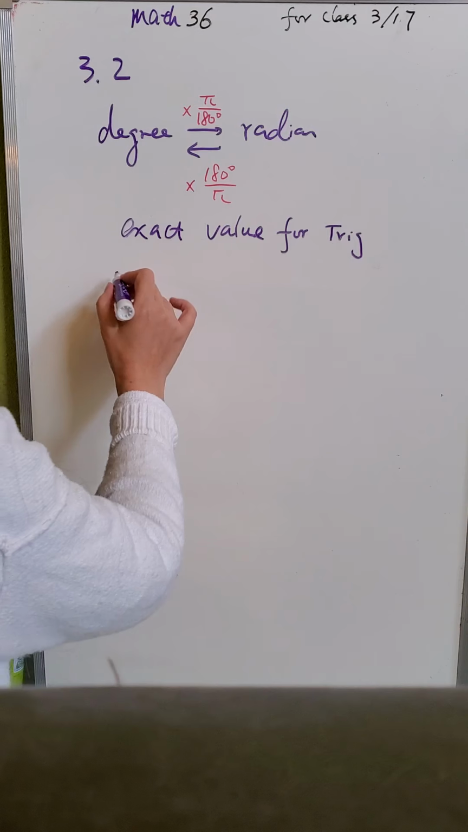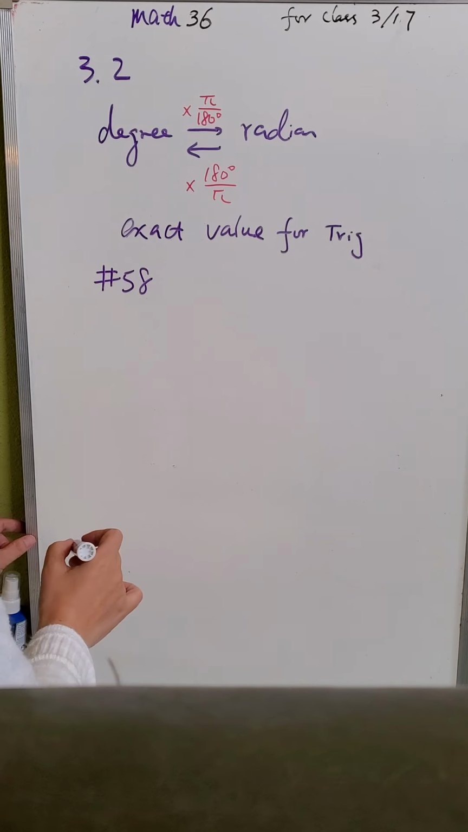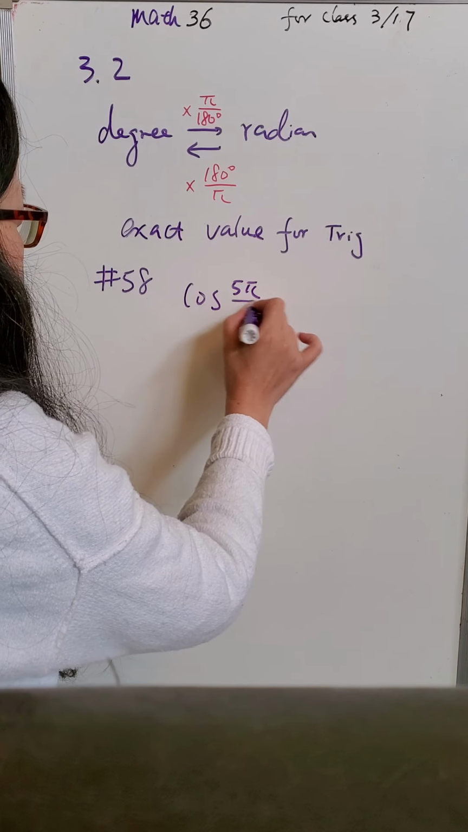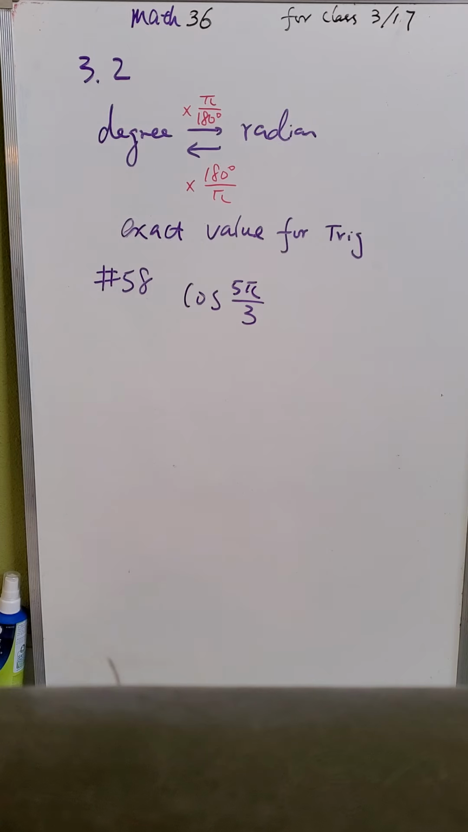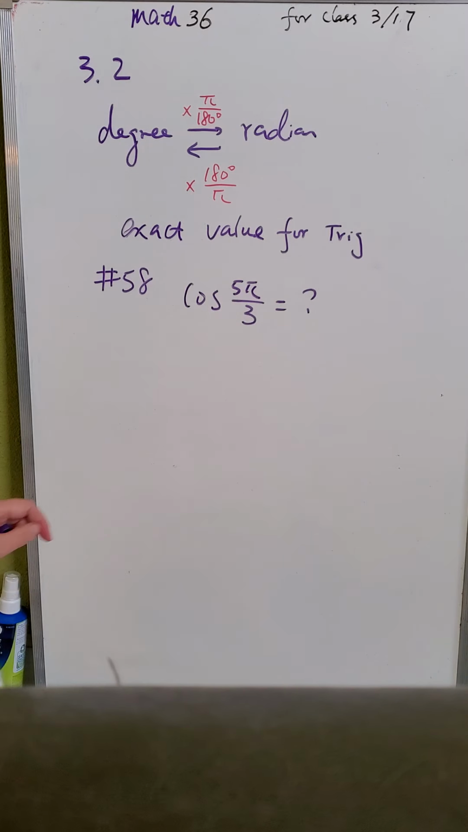And let's see point number 15.8. We have cosine of 5 pi over 3. We want to know what this is equal to. Okay, so now let's recall.